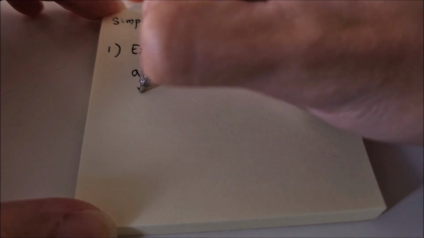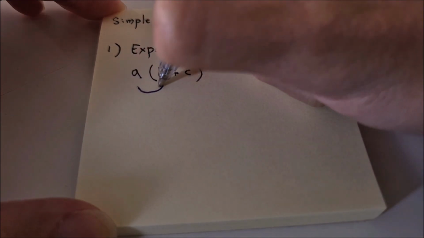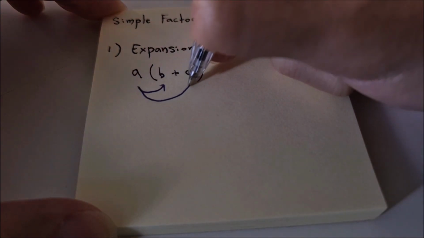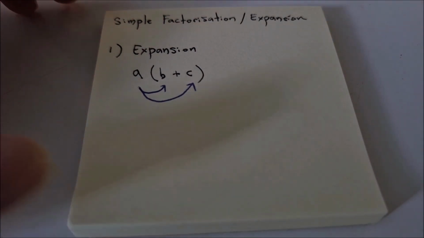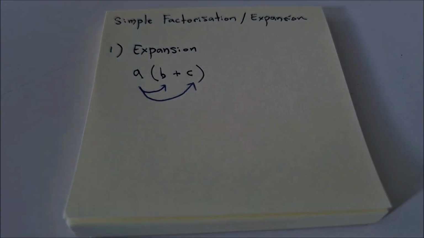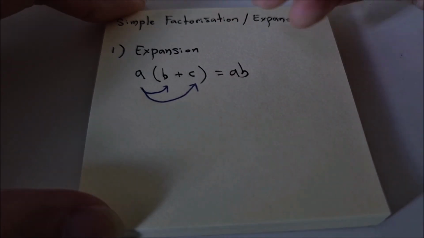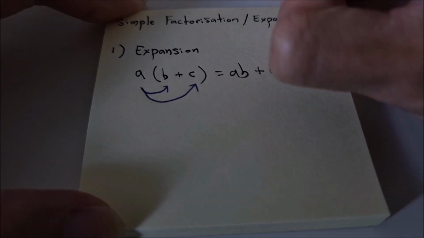So we have A times B, and then we multiply A with C. This simply becomes A times B plus A times C.